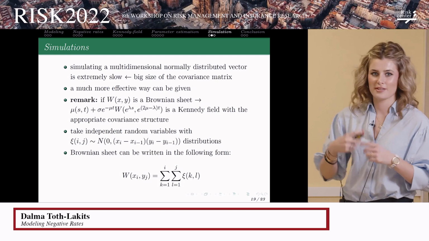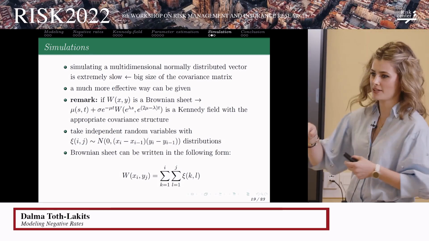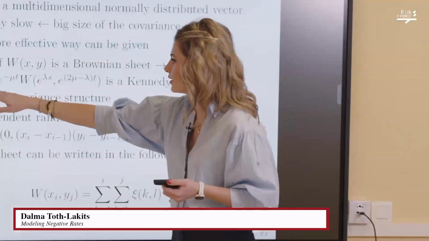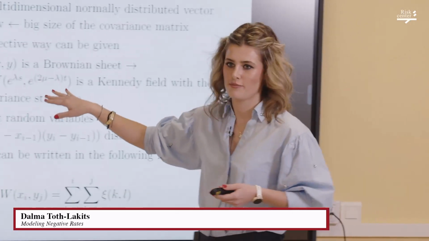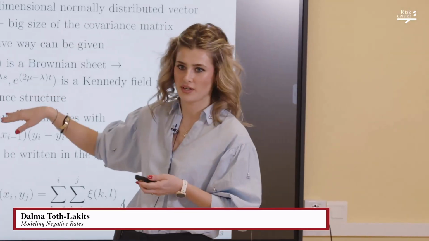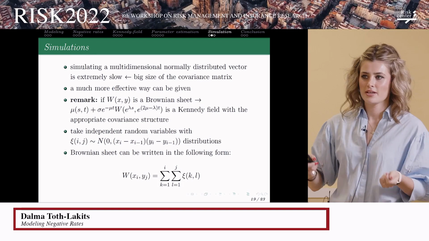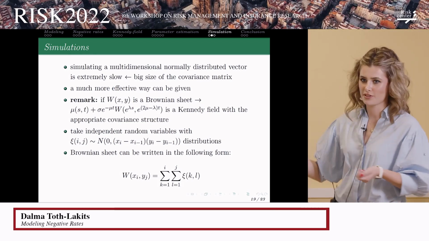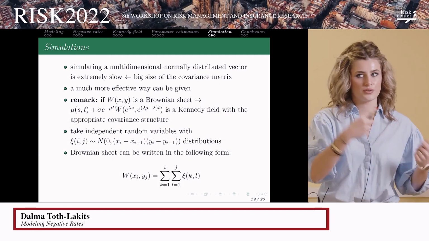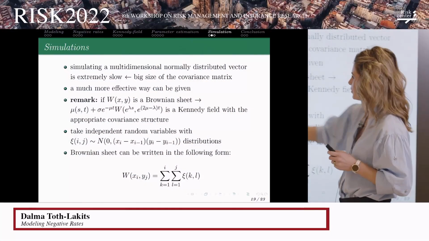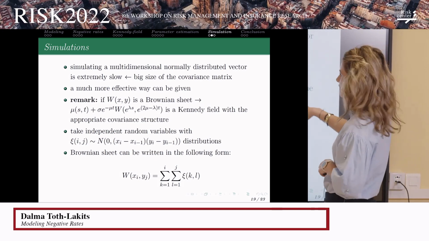So we did a different thing. We noticed that if we simulate a Brownian sheet, and then we look at the sheet at different time points, and we see this expression, then this expression is going to give back the desired Kennedy field with the appropriate covariance structure that we need. So it was way easier than we thought before, because then we just had to simulate independent random variables, which are normally distributed with expected value 0 and the covariance of this term, which is connected to the Brownian sheet, of course. And if we took a double sum, then we got back the Brownian sheet. And if we took this expression, then we got back the Kennedy field that we needed.